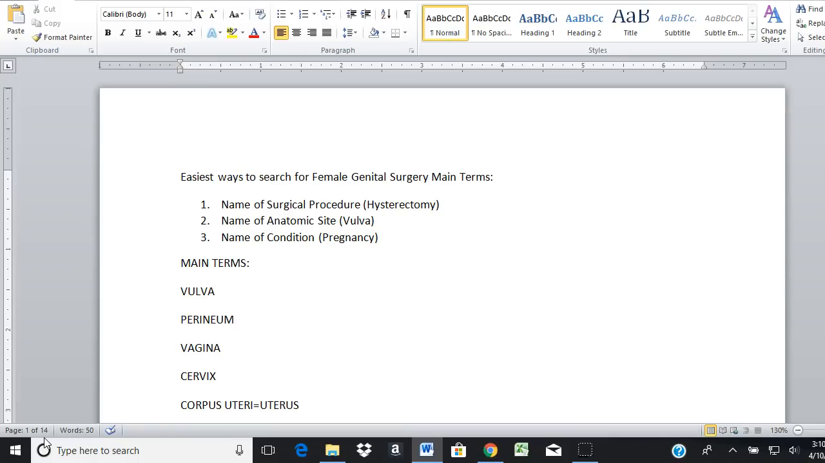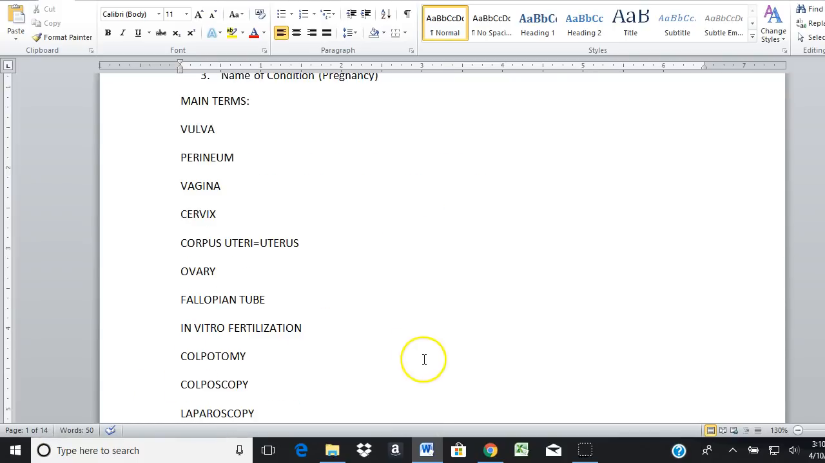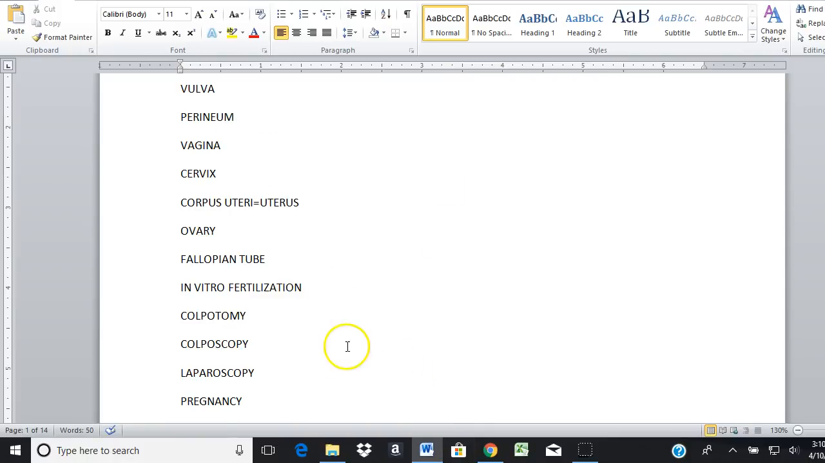Then we get into the corpus uteri, which is the actual uterus itself. Then our codes go into the oviduct and ovaries. So we're dealing with the fallopian tubes, which are also known as the oviducts, and then the ovaries themselves. Then at the end of female genital, we get to our in vitro fertilization, and then we start our maternity care. So we're going to see all the different parts of the female body as main terms.